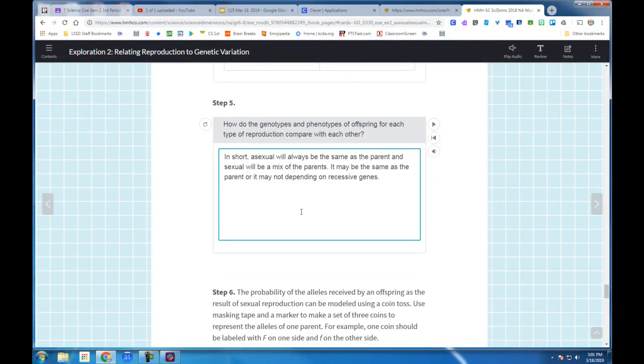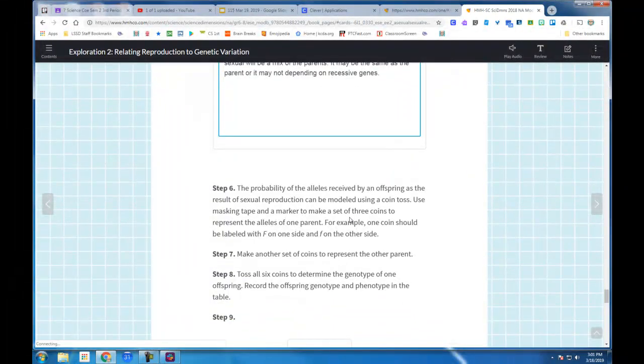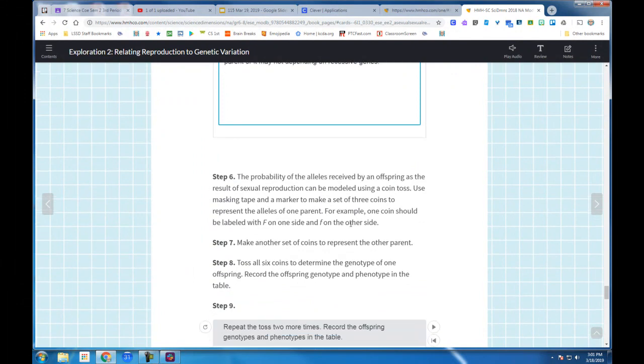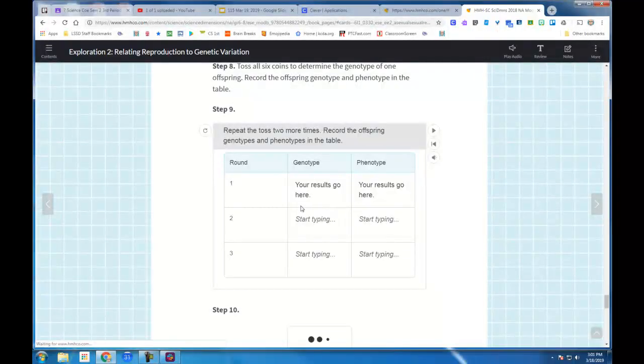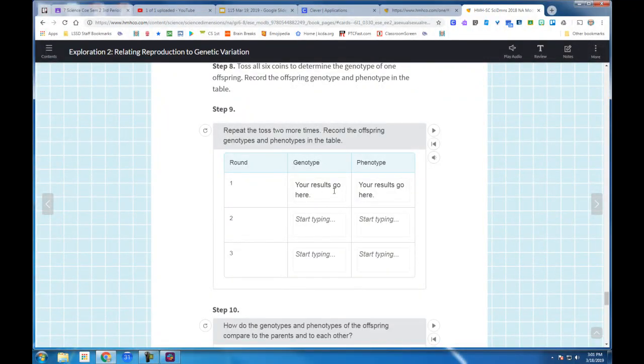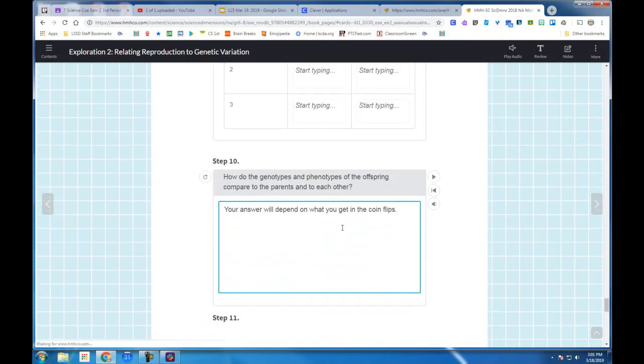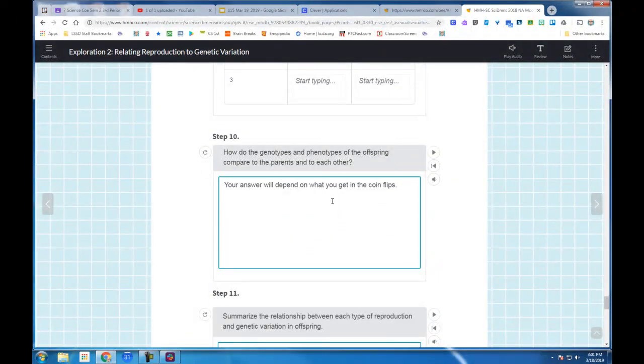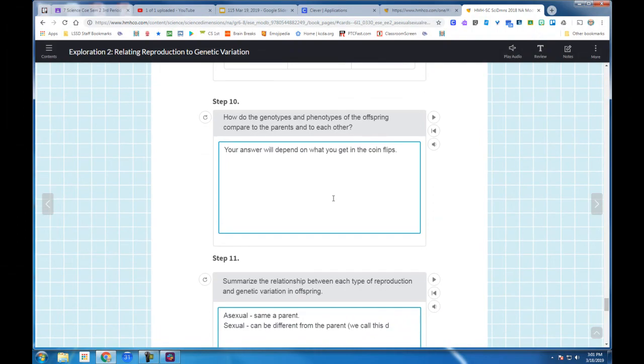How do they differ? Asexual will always be the same as the parent, and sexual will be a mix. What you get in your outcomes is going to depend on what you get. So you're going to have to describe your own data set accordingly. So your results in step nine go in the table depending on what you get in coin flips. And again, you're going to have to describe your results based on what you get.